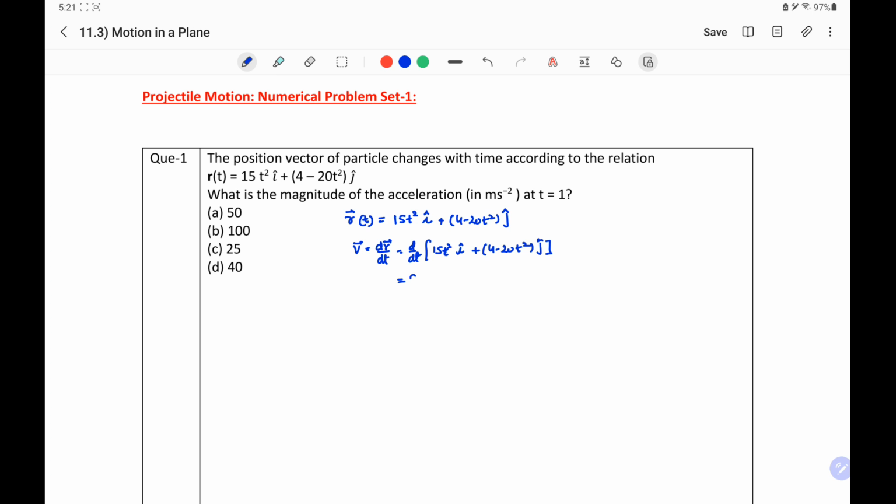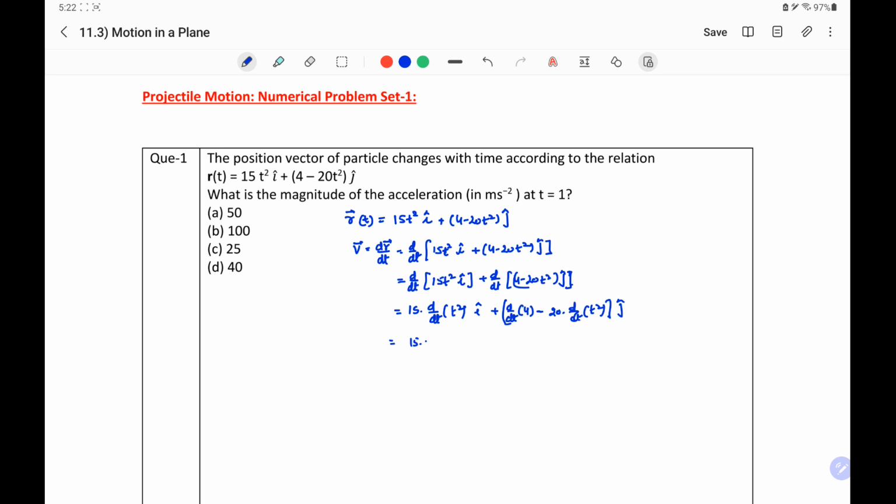Differential of a sum is the sum of differentials, so it will be written as differential of 15t square i plus differential of (4 minus 20t square) j. We will take constant terms out of the differential, and also i and j are directions, so they will also be taken out of the differential. We will have 15 into differential of t square i plus differential of 4 minus 20 into differential of t square into j.